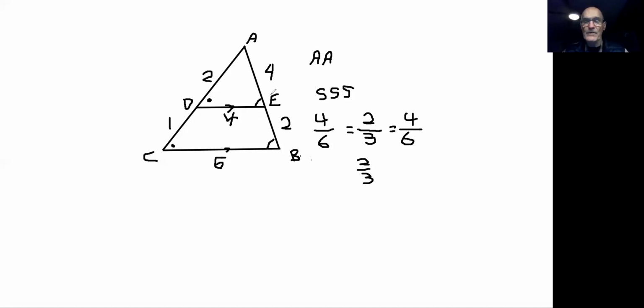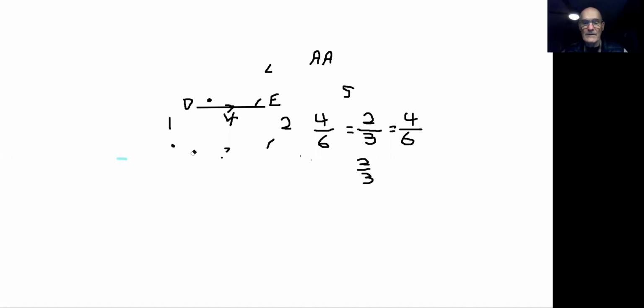Now, the third thing we're looking at, and I'll go ahead and erase this. If you have to pause to look at it, go ahead and do that. Then I'll erase this, and we'll look at the third thing, which is a side angle side.